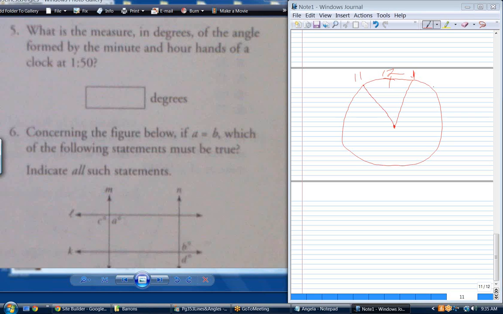But the big hand's not really on 1. It's between 1 and 2. So here, let me erase the 1, put a dotted line to there, and let me make this the solid line. So we need this angle right here.